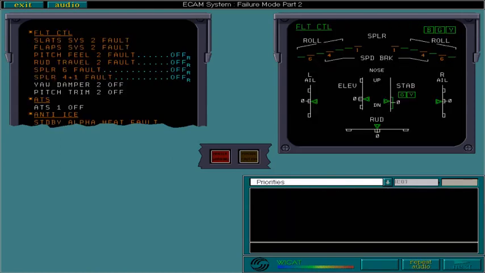The ECAM system doesn't just determine which level to allocate to each failure. Within each of the 3 warning levels, there is a priority system with the most serious failures presented first. In this case, flight control is more important than ATS and anti-ice.